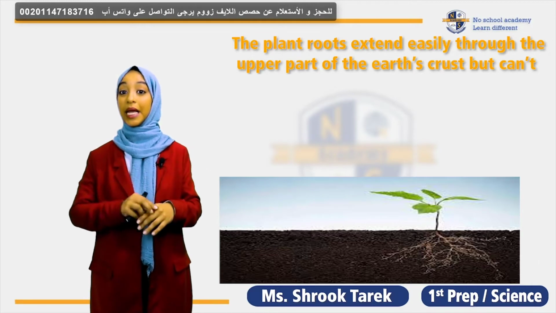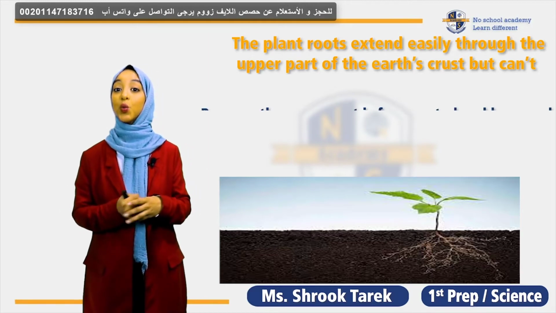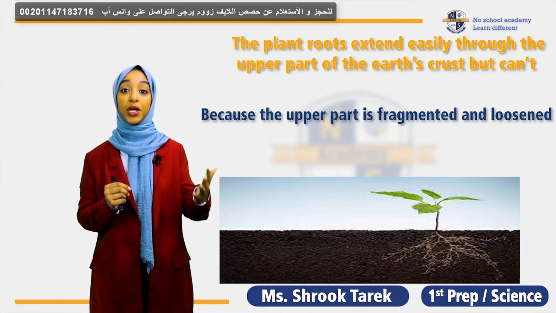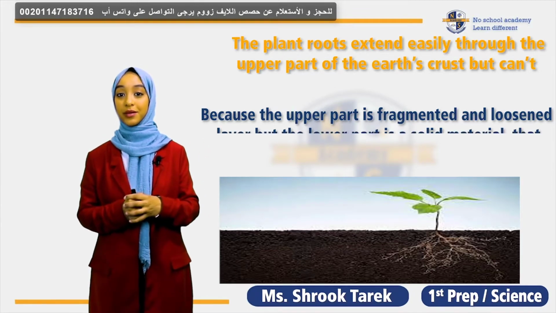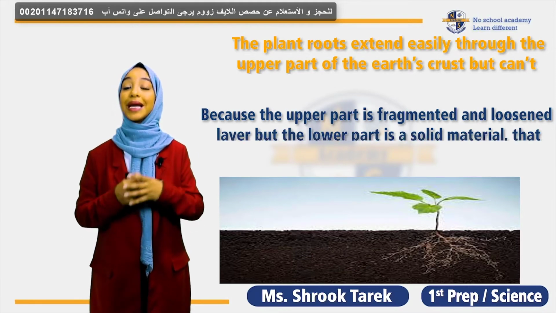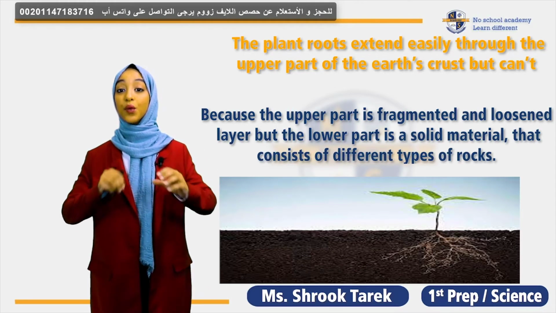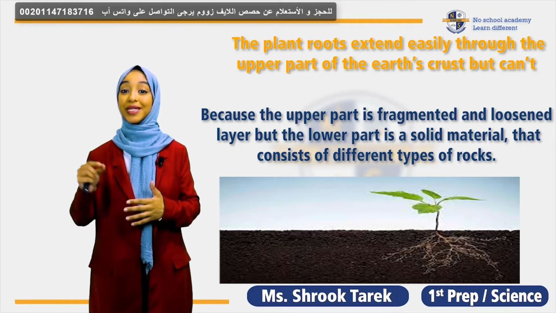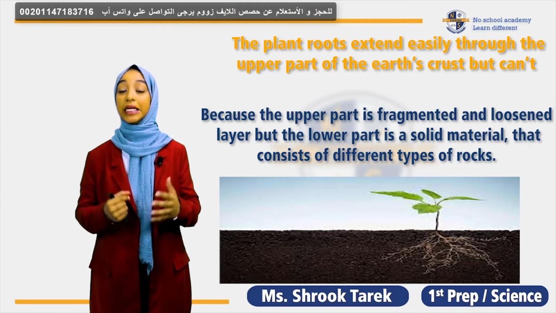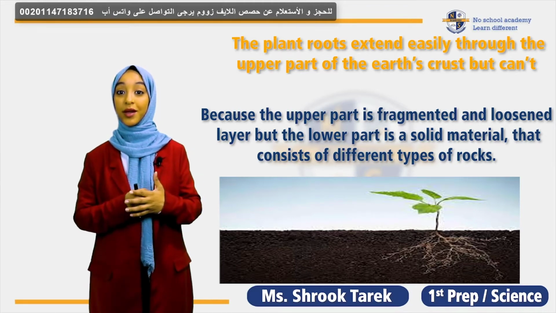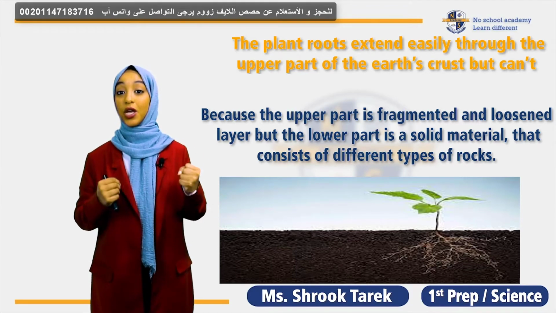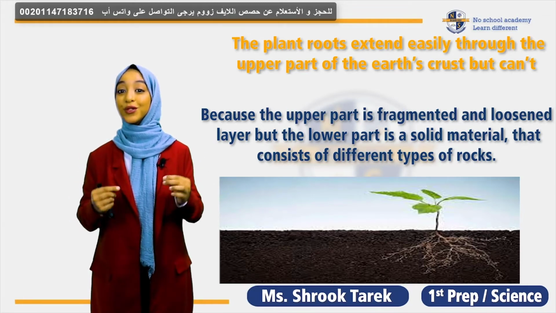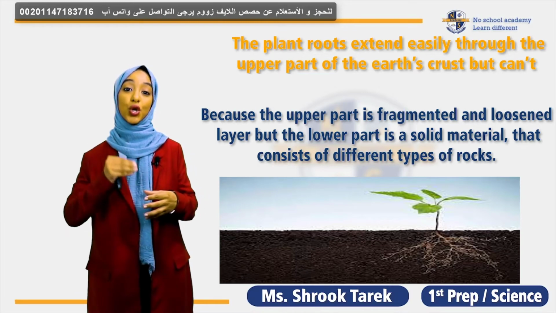اتفقنا مع بعض in the outer layer of the earth crust which is the soil. برافو عليكم. واتفقنا ان هي it is thin, loose and fragmented. So the plant roots can easily extend throughout the upper layer. But we said also that the lower layer it is made up of rocks which are solid and they are hard. So it's difficult for the plant roots to extend throughout the lower layer.